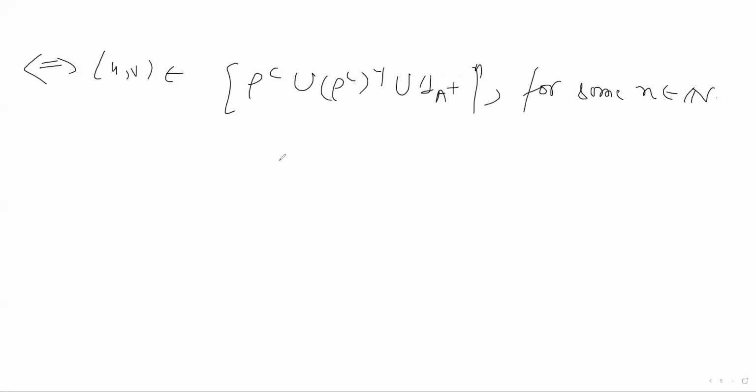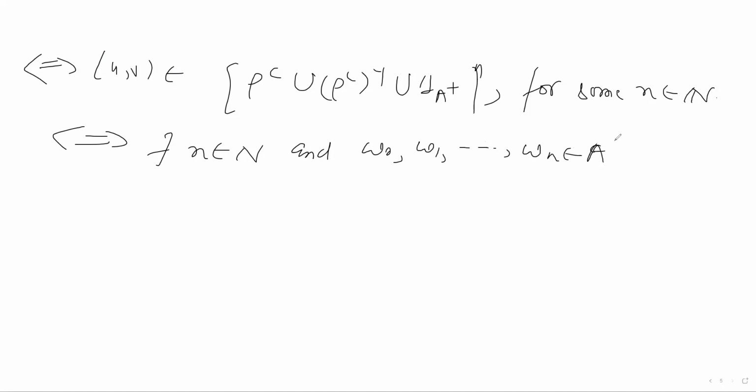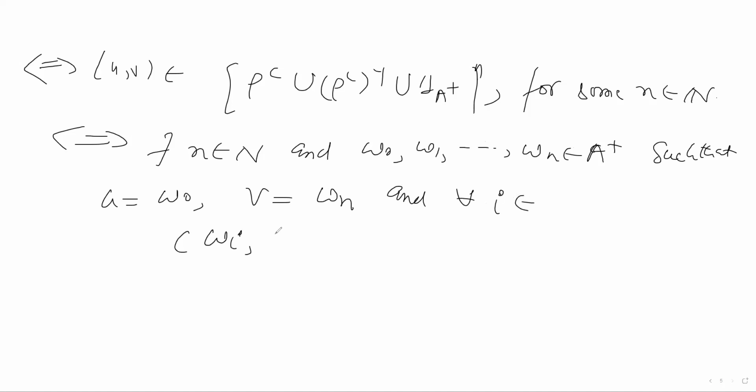And we have already seen that when you have this situation, it means that there exists n in N and w0, w1, and so on, wn in A plus such that u is equal to w0, v is equal to wn, and for all i, (wi, wi+1) belongs to ρ_C, or (wi+1, wi) belongs to ρ_C.